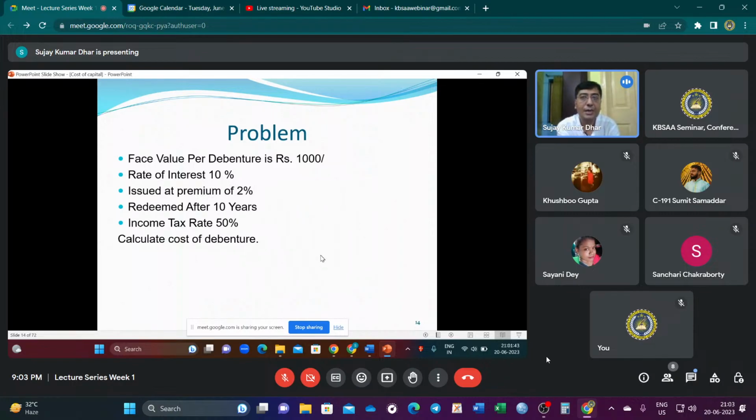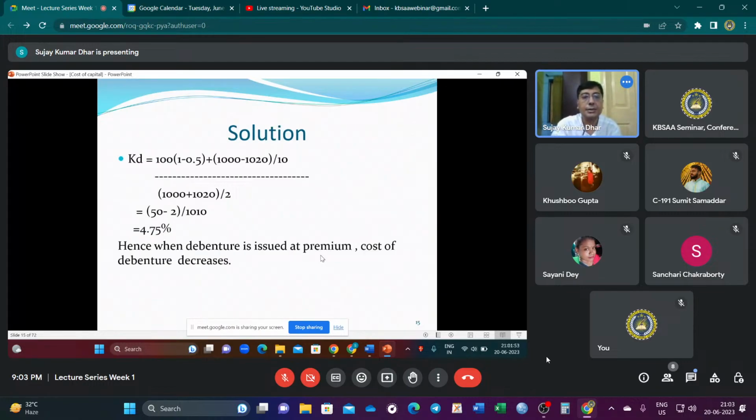So when purchase price and redemption price are different, again we will go for the formula: R into (1 minus T) plus (F minus P) by N, whole divided by (F plus P) by 2. So here when we are doing the calculation, we are getting 4.75%.